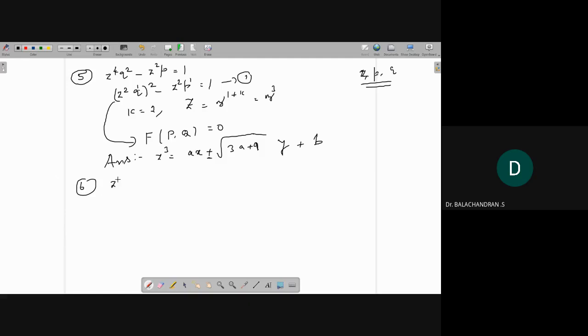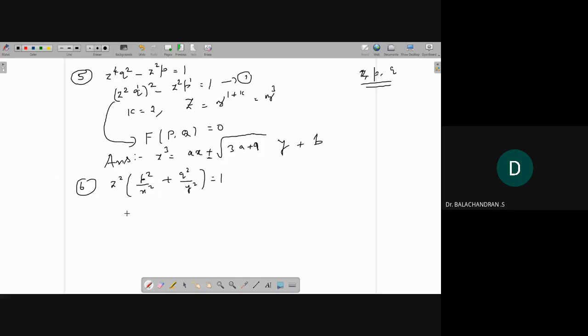So sixth problem. Solve z square into p square by x square plus q square by y square equal to 1. So here we have all the 5 variables. If the problem contains all the 5 variables, it means it is Clairaut's equation. If it is not Clairaut's equation, then it is better to solve that problem by equations reducible to standard form. So this is not Clairaut's form.